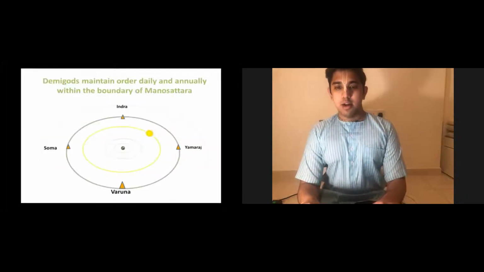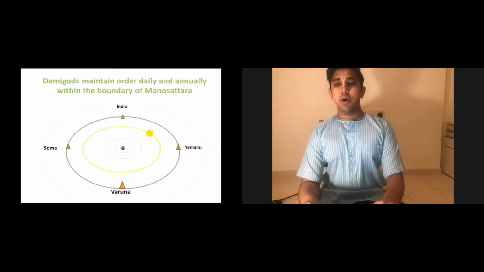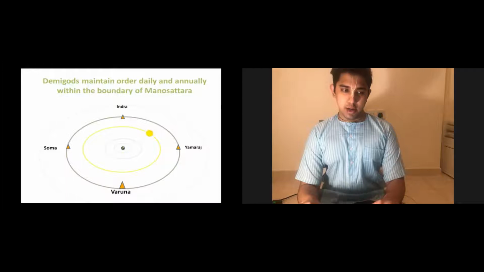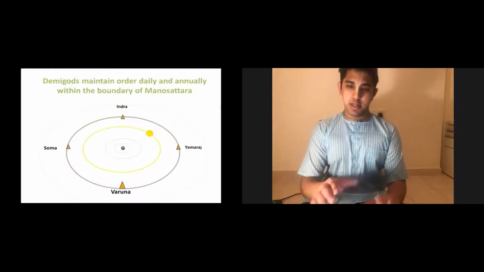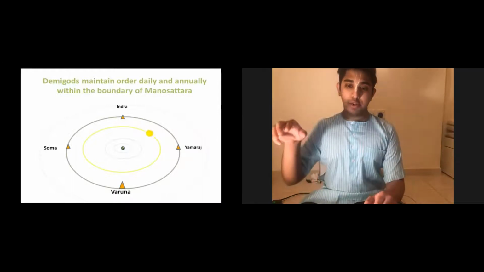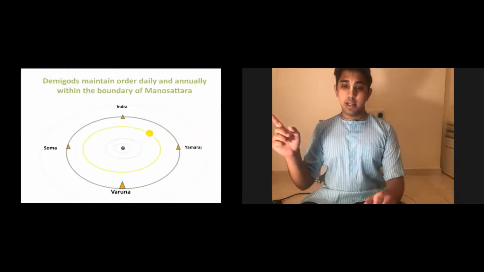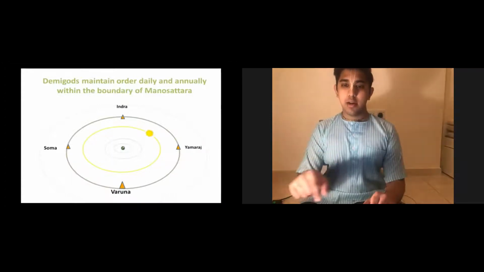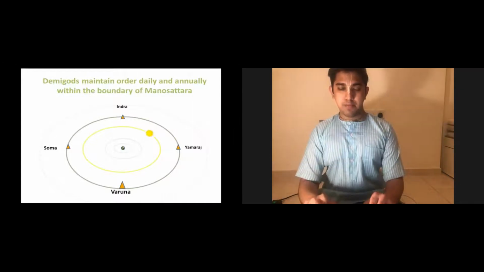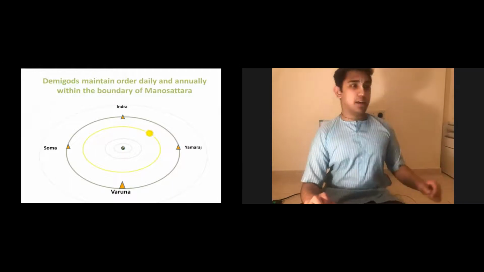And the demigods maintain the order daily and annually within the borders of the Manasottara mountains. So as we all know, the Manasottara mountain is about somewhere in the middle. And on top of the Manasottara mountain is the axis, the orbit of the sun. And located on the Manasottara mountain are these four cities of these Lokapalas or Dikpalas.